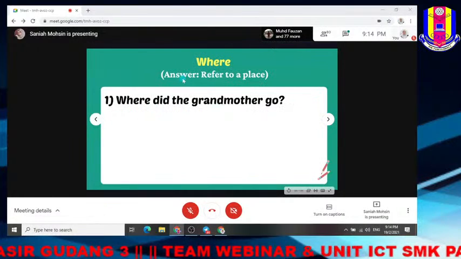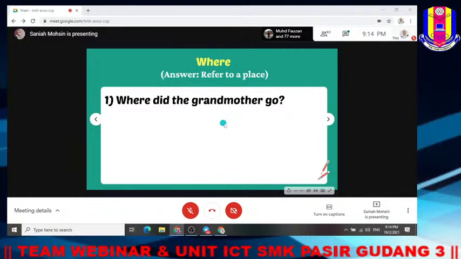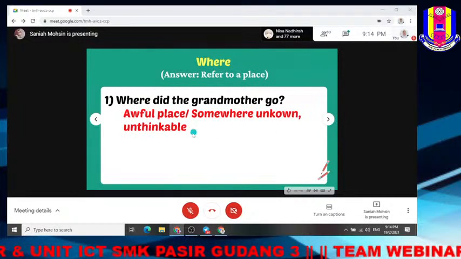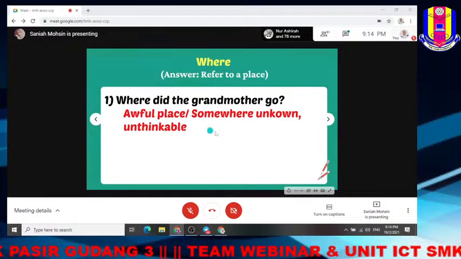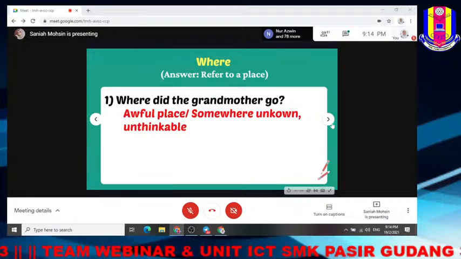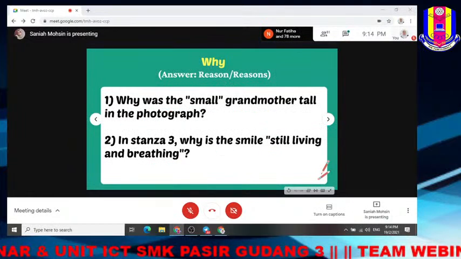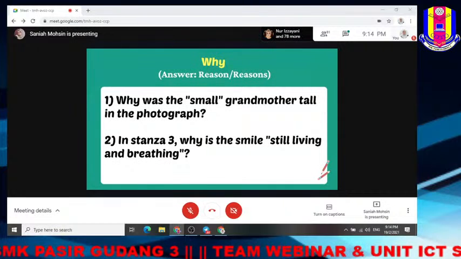So ini adalah contoh soalan untuk where. Where did the grandmother go? Kat mana dia pergi? So kamu boleh letak, ini adalah ayat yang kamu ambil daripada poems. So next one, selain daripada soalan where, they might ask you about why. Why was the small grandmother looks tall in the photograph?